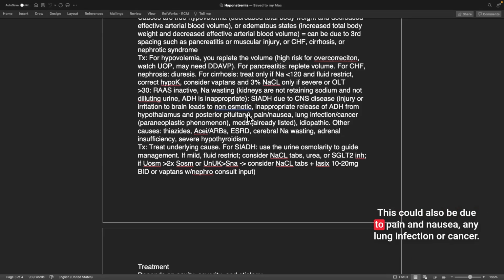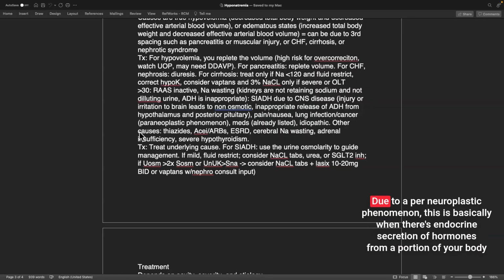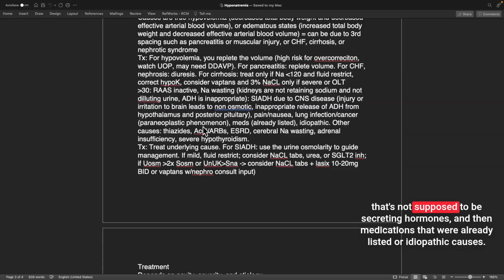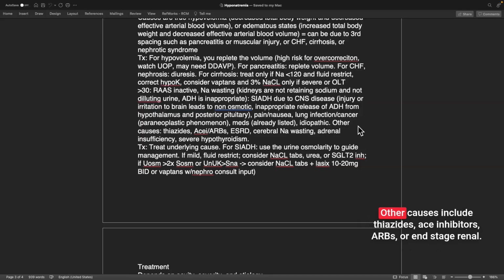This could also be due to pain and nausea, any lung infection or cancer due to a paraneoplastic phenomenon. This is basically when there's endocrine secretion of hormones from a portion of your body that's not supposed to be secreting hormones. And then medications that were already listed, or idiopathic causes. Other causes include thiazides, ACE inhibitors, ARBs, or end-stage renal disease, cerebral salt wasting, or adrenal insufficiency, or severe hypothyroidism.